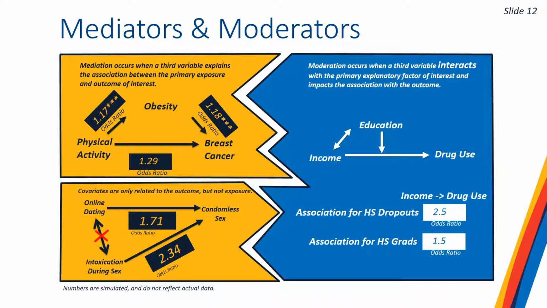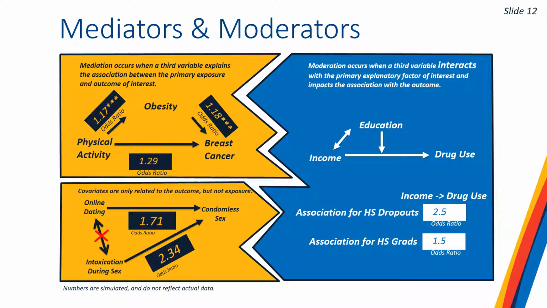On slide 12, I also provide diagrams for mediation and moderation, which are closely related to confounding and effect modification. The primary difference between a mediator and a confounder is that confounders cause both exposures and outcomes, while mediators are caused by explanatory factors and in turn cause the outcomes. Oftentimes these terms are used interchangeably, and maybe the distinction is not so important to some researchers. Moderators, on the other hand, are factors that impact the strength of an association between two variables by interacting with primary explanatory factors of interest.